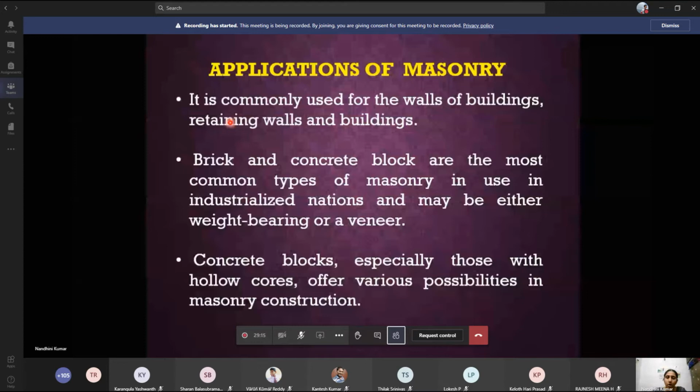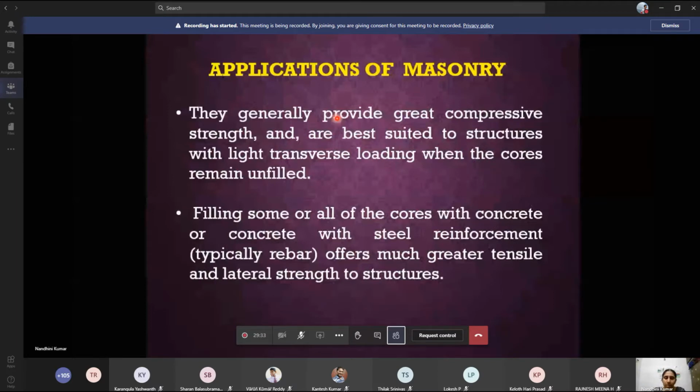Brick and concrete blocks are the most common types of masonry used in industrialized nations and may be either weight bearing or a veneer. Concrete blocks, especially hollow blocks, offer various possibilities for masonry construction. These applications carry great compressive strength. Huge strength structures and high-rise buildings can be constructed, filling some or all of the cores with concrete, giving partially or wholly concrete buildings, and steel reinforcement can also be added.